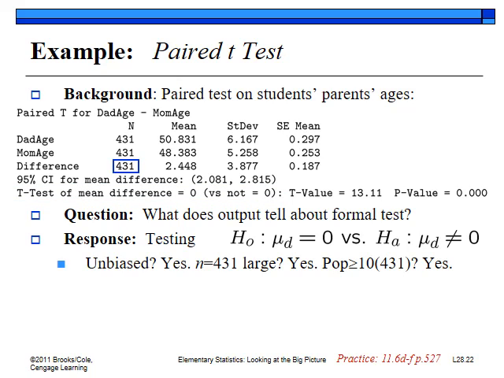Is this unbiased? Yeah. Is n equal to 431 large enough? Because remember, our sample data looked pretty skewed. But yeah, I think so. 431 is a really big sample. Is the population big enough so that the sample means ought to be distributed normally? Sure. The population is greater than 4,310.